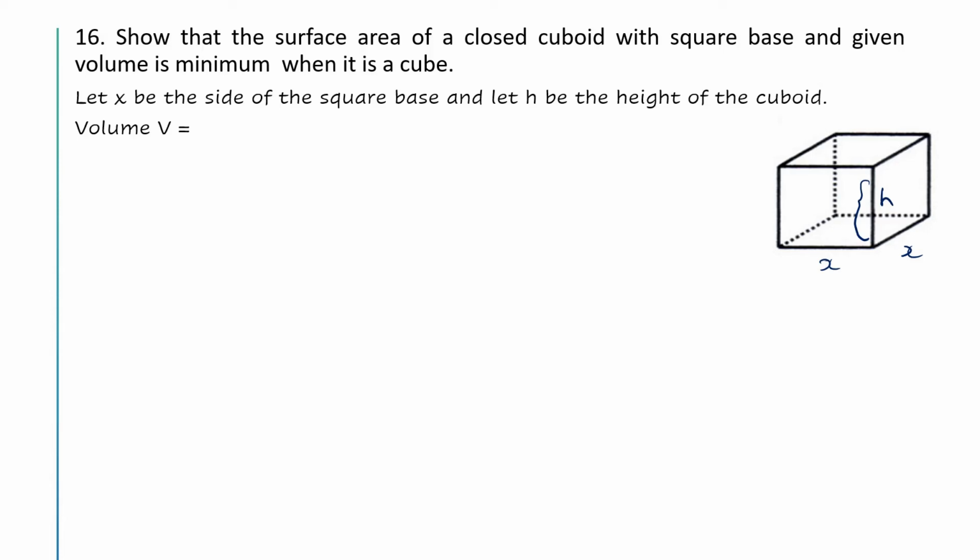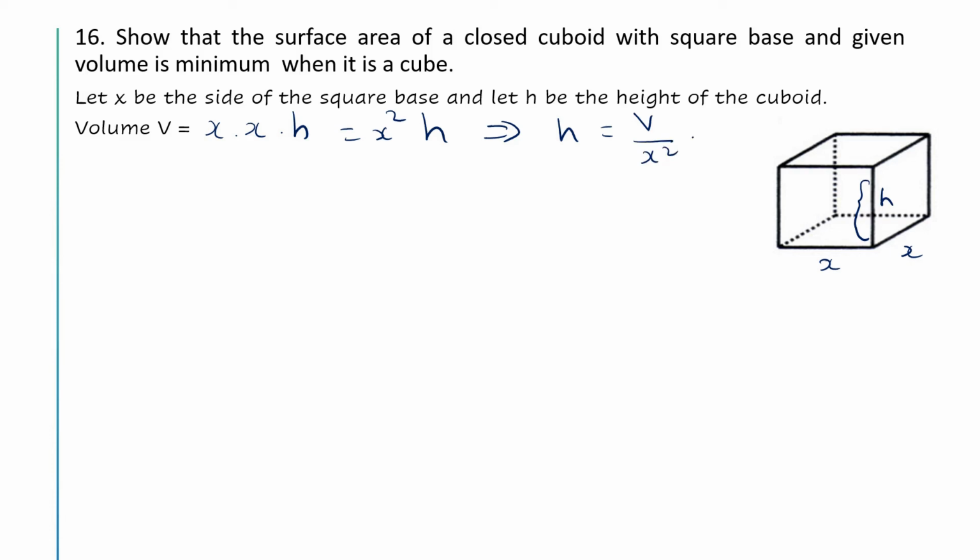We know that the volume of a cuboid is the product of the three sides. So here it is x into x into h, or it is equal to x square into h. From this we can get h in terms of x. So h is equal to v by x square.